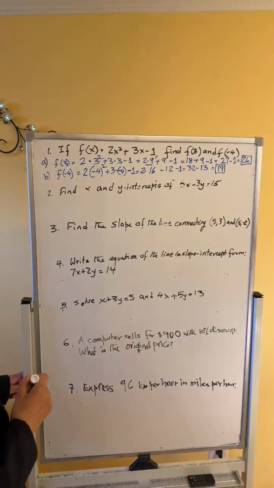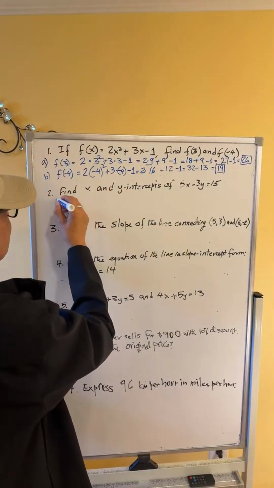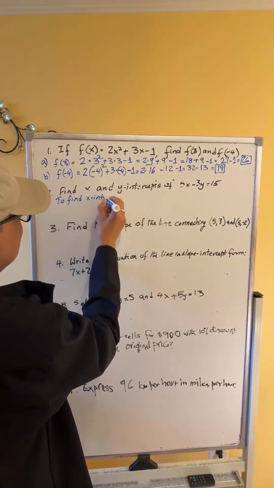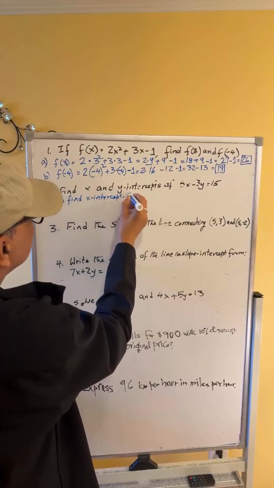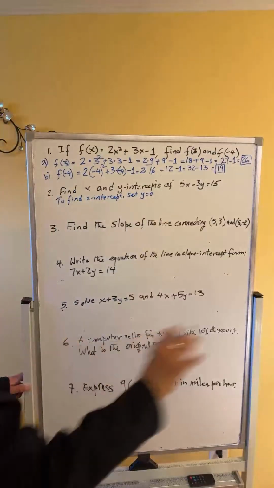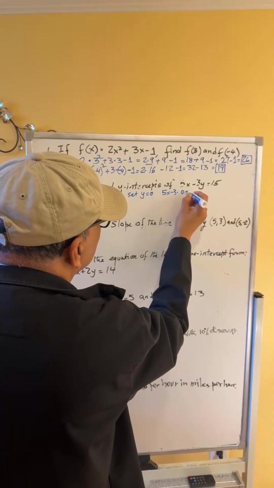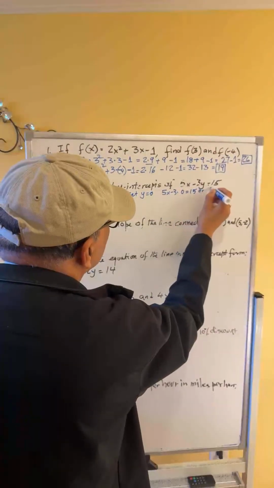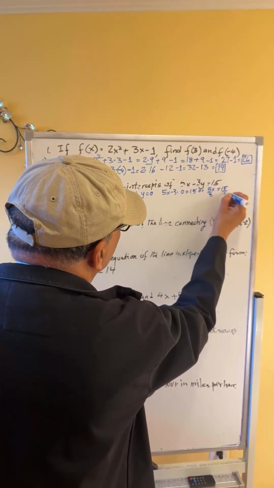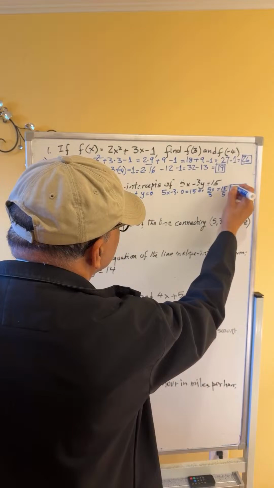Next is find the x and y intercept of 5x minus 3y equal to 15. So to find the x intercept, set y equal to 0, because on the x-axis y is 0. So we have 5x minus 3 times 0 equal to 15, or we have 5x equal to 15, divide by 5 on both sides. So x is equal to 3. This is your x-axis intercept.